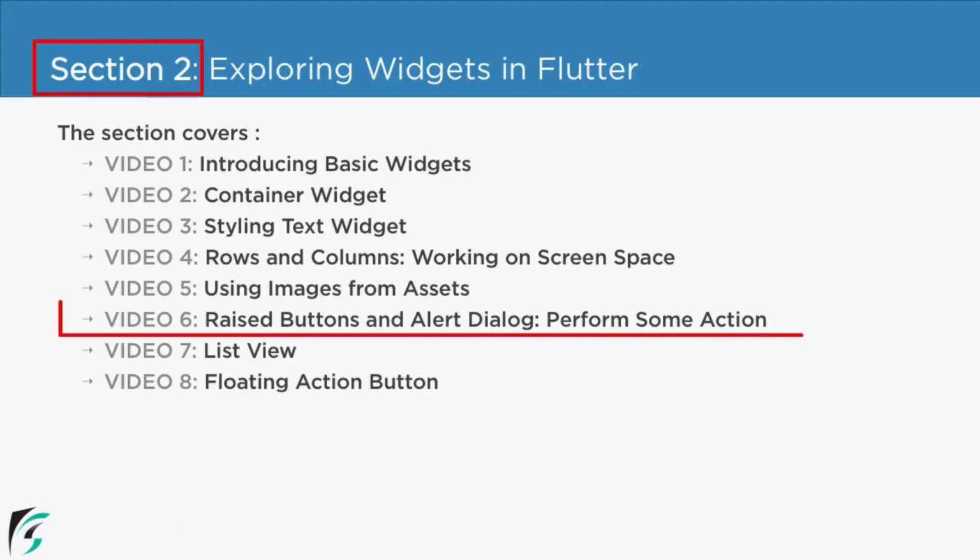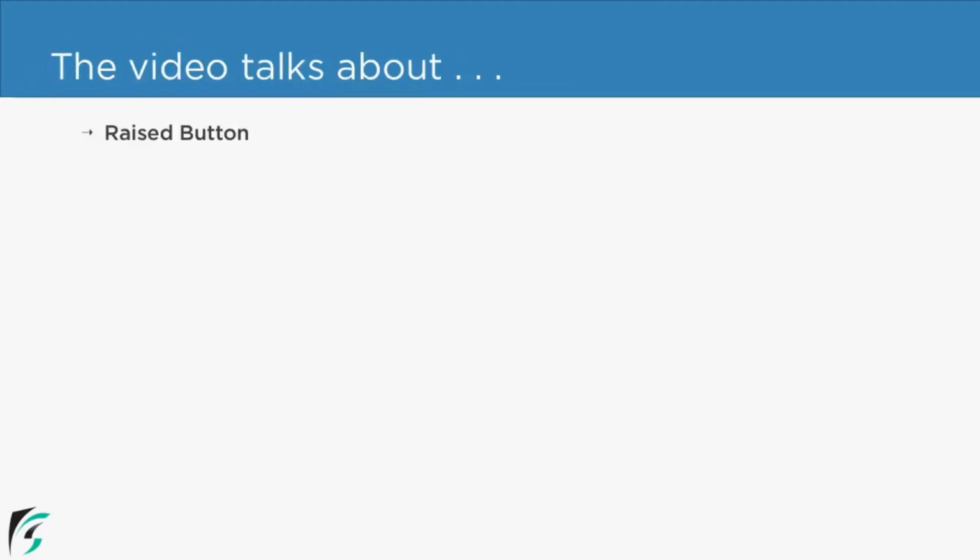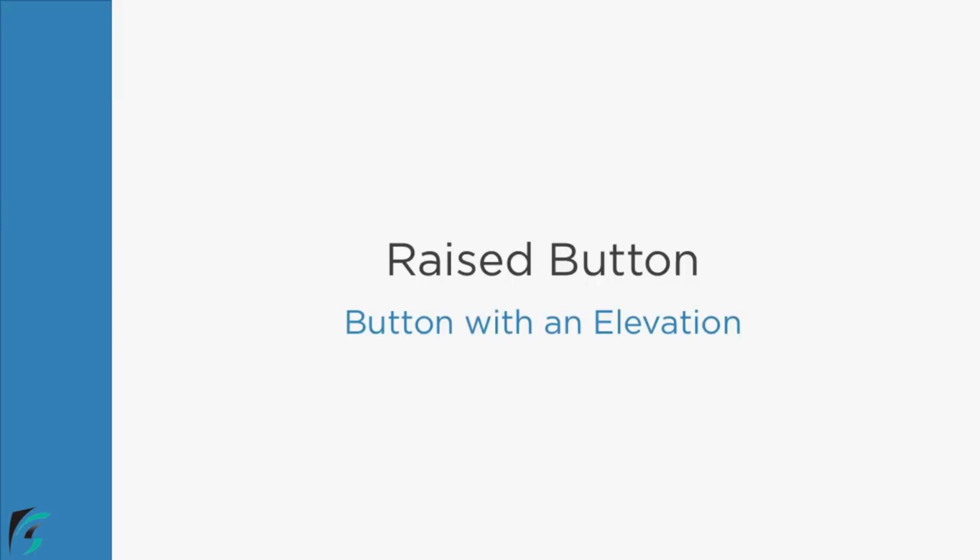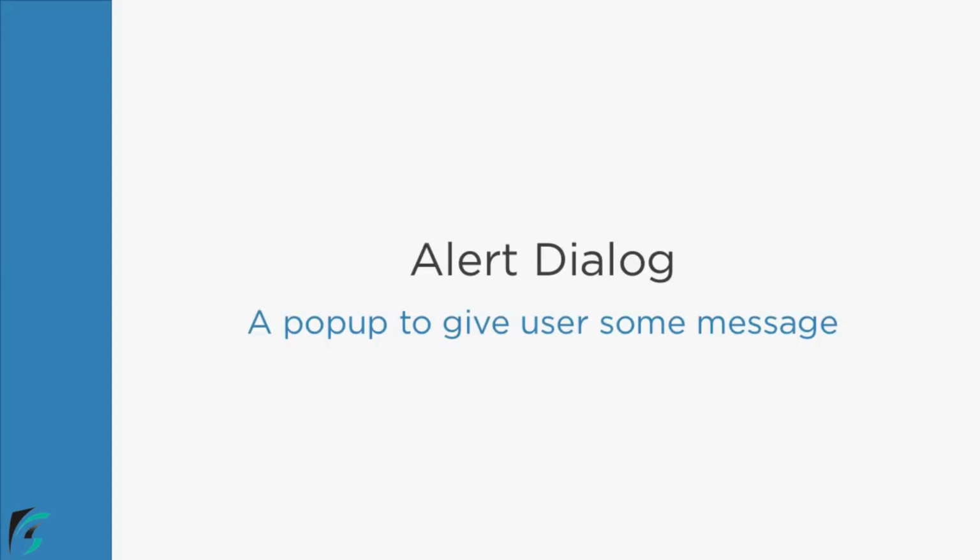Currently we are in section 2 and we are about to check out the 6th video of this section. So in this video we will see how to use a raised button and alert dialog. Firstly, the raised button is basically a button with some elevation. And next we have the alert dialog, which is basically a pop-up dialog to give the user some message.